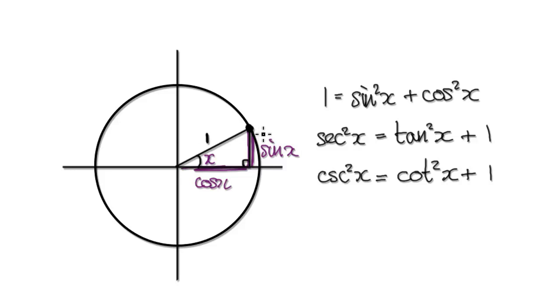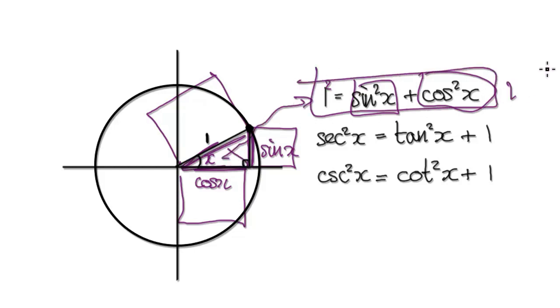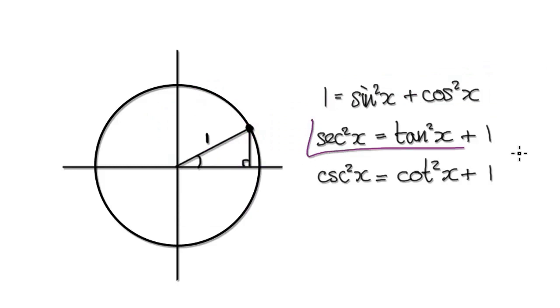So by using Pythagoras on this triangle here, 1 squared, the hypotenuse squared, equals sine squared plus cos squared. Looking at this triangle, we can see that it would give us this thing here. So this is done. Now we need to consider this.